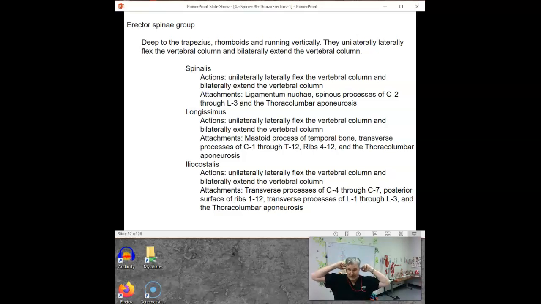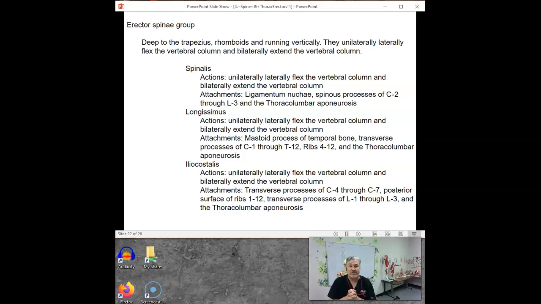Longissimus is even higher up. It grabs on the mastoid process, grabs onto some transverse processes, some ribs, and goes all the way down to the thoracolumbar aponeurosis. Iliocostalis grabs onto some transverse processes, sweeps out, gets all the ribs, and comes back in to the lumbar transverse processes again. Terminates in the thoracolumbar aponeurosis.